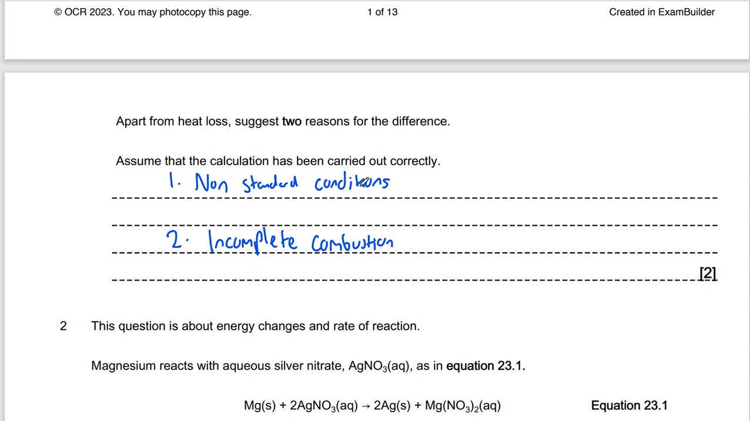So apart from heat loss, if you're ever asked to give reasons. I mean, obviously, if they don't say apart from heat loss, say heat loss, but apart from heat loss, and that's a terrible bit of underlining there. Apart from heat loss, non-standard conditions, and incomplete combustion.